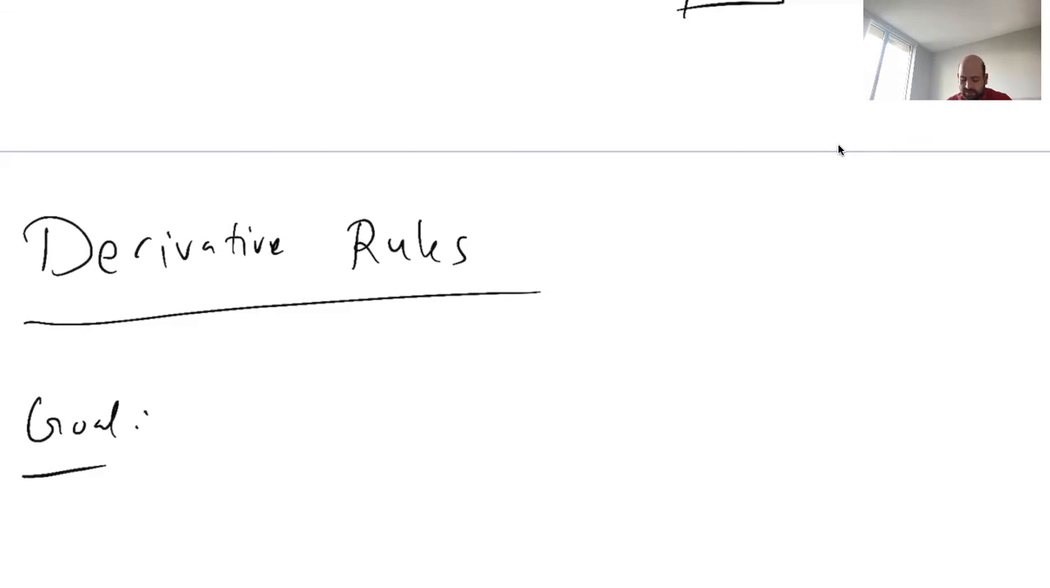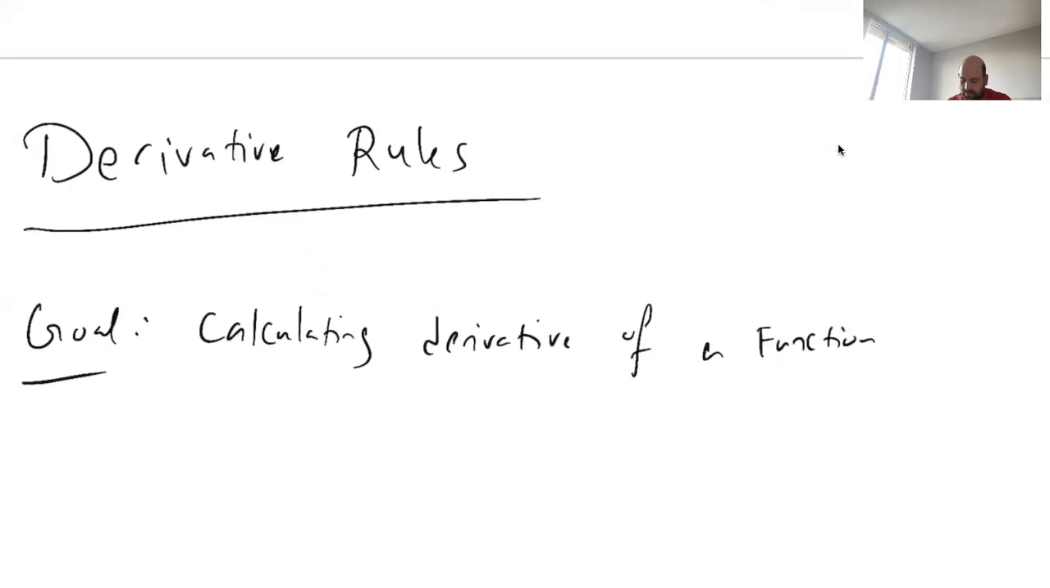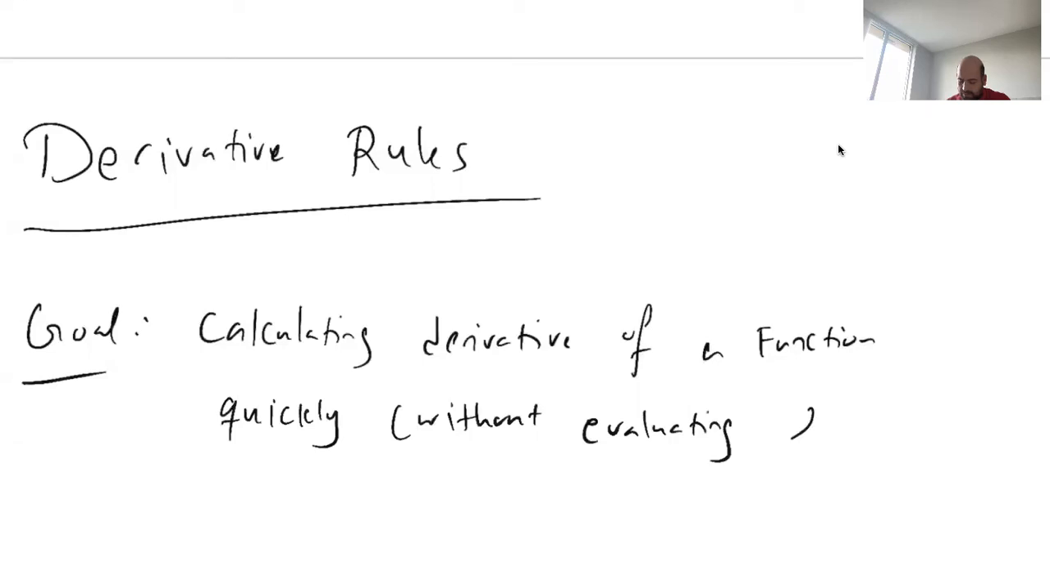So the goal here basically is calculating a derivative of a function quickly without finding, without evaluating limit f of x plus h minus f of x where h approaches 0.